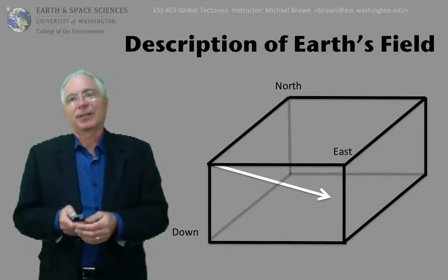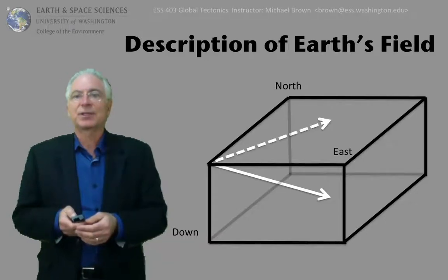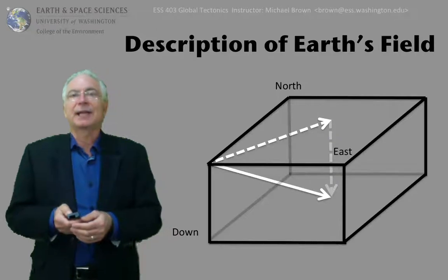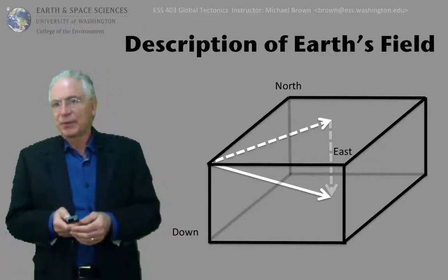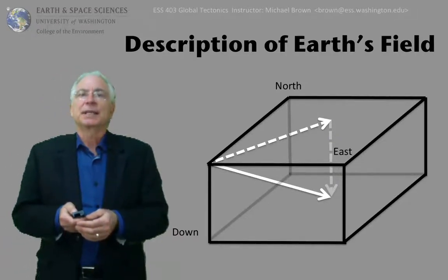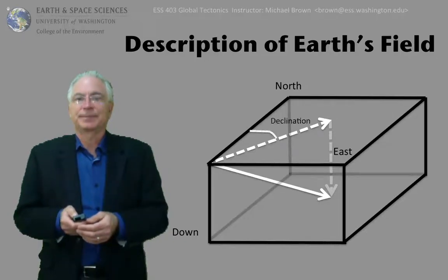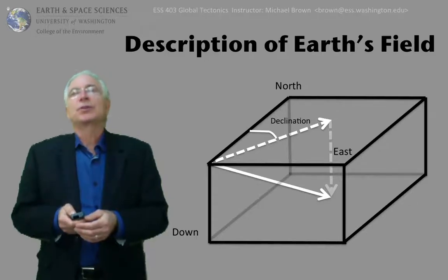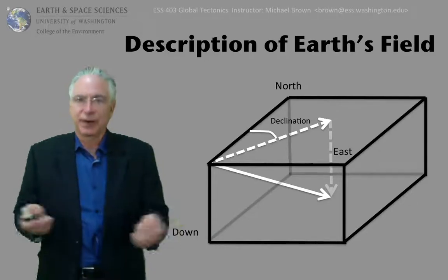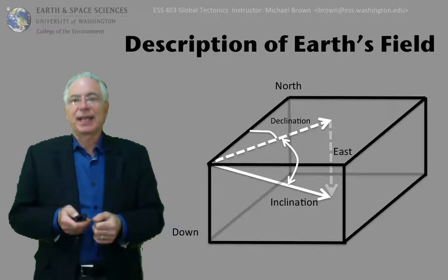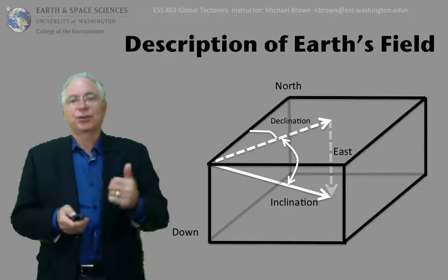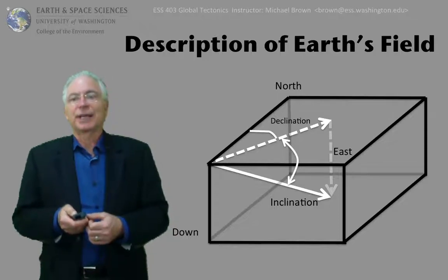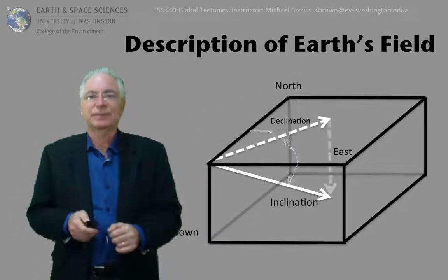Now that vector can be deconvolved into 2 components, a horizontal component and a vertical component. So the sum of the horizontal and the vertical component gives you the full magnetic field. Again, there's the angle from true north to our horizontal component that we describe as the declination, and then there's the angle from the horizontal direction down to our dip direction, and we call that the inclination.